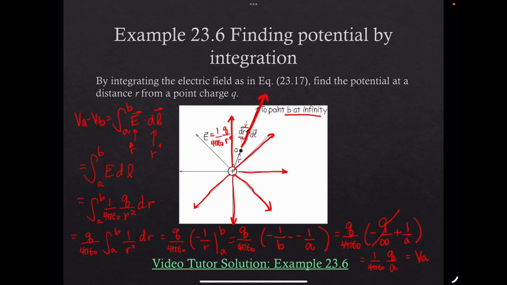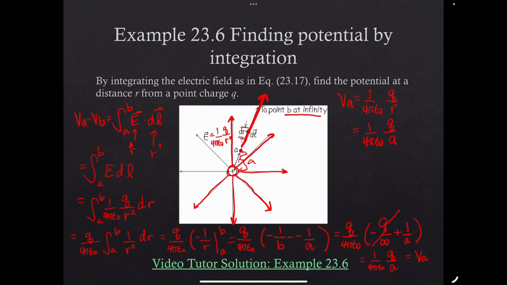So in this case, it may have been easier to just write down VA, since we know the definition of potential of a point charge is 1 over 4 pi epsilon naught Q over R. Well, what's R? It's the distance from the point charge to the place we want to know, and that's A, right? So if we plug in R equals A here, we get the exact same answer as that integral provided us.